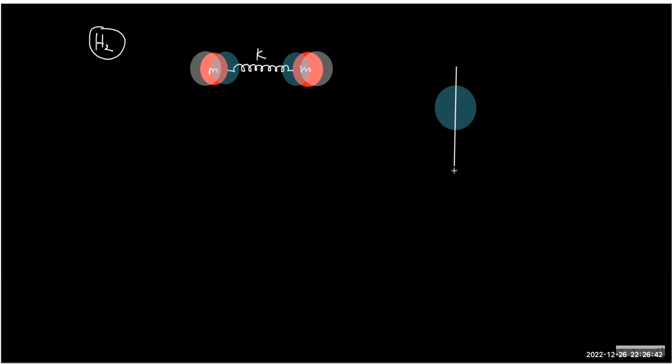The second thing is, is it possible for a single atom to have rotation? Why not? It can have rotation. We have moment of inertia. So what is the moment of inertia of a sphere of radius r? 2 by 5 m r squared. This is the moment of inertia of a sphere. So a single atom can have rotation, yes or no?